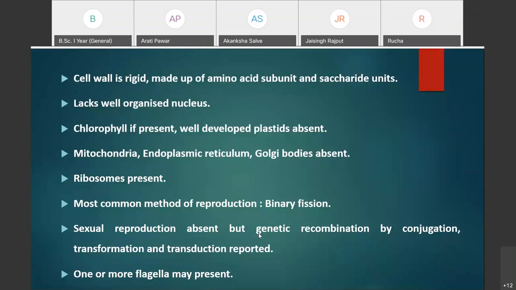The genes are transferred to the another generation. In typical sexual reproduction, male gametes and female gametes are developed. Then the fertilization process takes place. Fertilization means the fusion of the male gamete and the female gamete takes place, and then genetic recombination takes place. In the bacterial cell, sexual reproduction is absent. That means the formation of male gamete and female gamete, and then their fusion, does not take place in the bacterial cell.